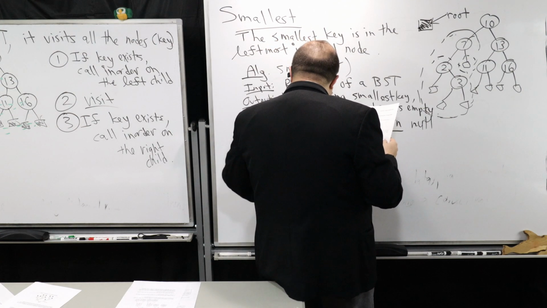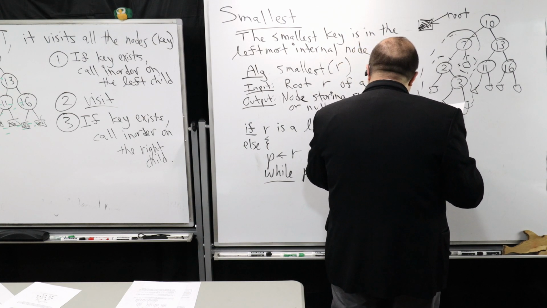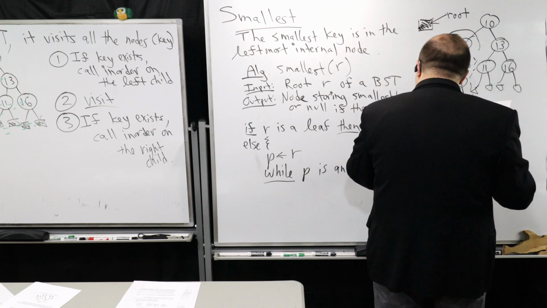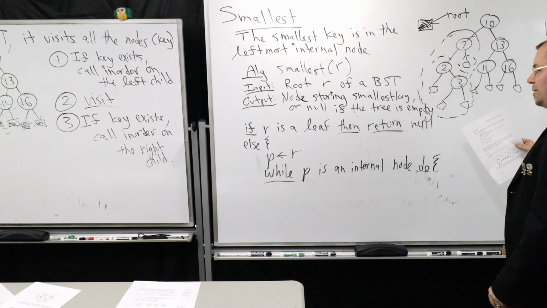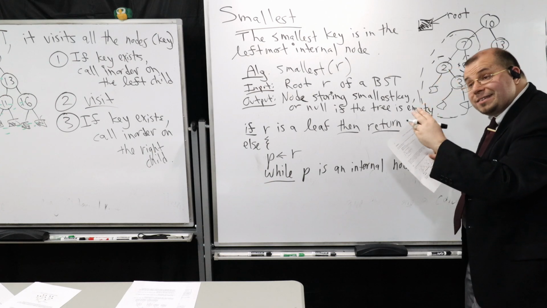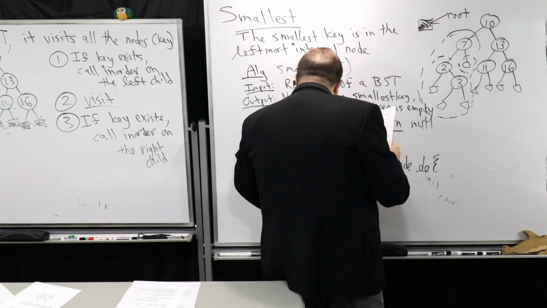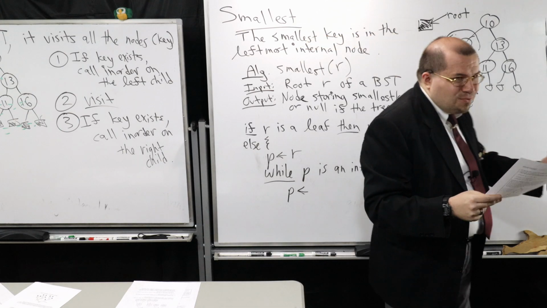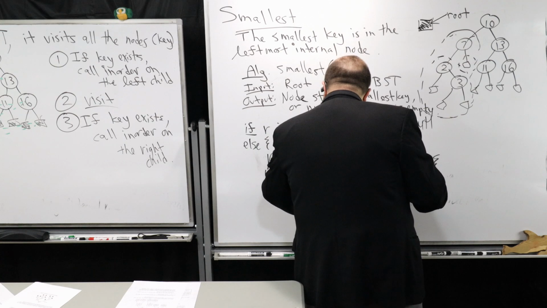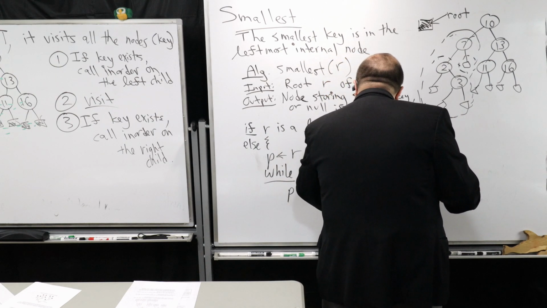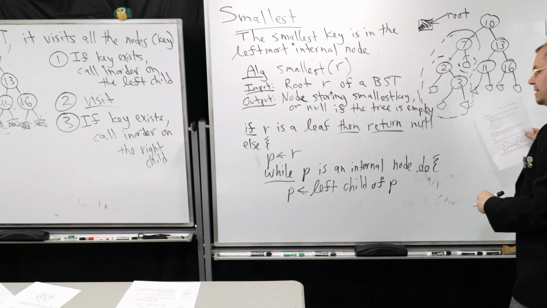So while P is an internal node, I'm just going to ask if it's an internal node as the condition for my loop. We can do the following. While it's an internal node, I'm just going to reassign P to be the left child, just like you would if you wanted to get the next node in a linked list. Same idea. So I'm just going to reassign P to be the left child of P.